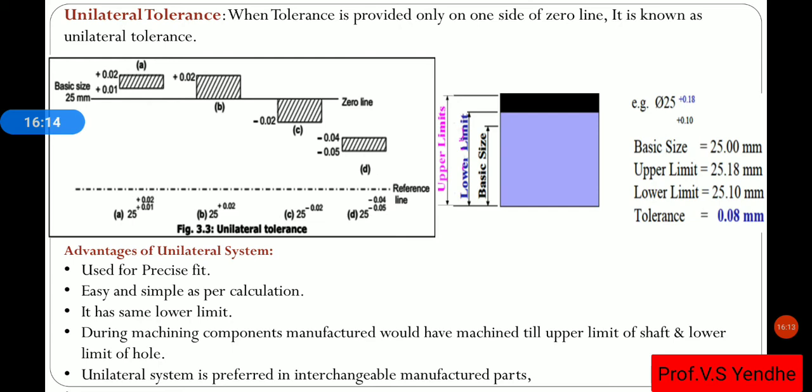So this is the zero line and tolerance is provided only on one side. That means it may be on the upper side or on the lower side. So the tolerance must be provided only on one side, that may be below the zero line or above the zero line. Such a type of tolerance is known as a unilateral tolerance. Uni means one, single. That means the tolerance which is provided only on one side of the zero line.